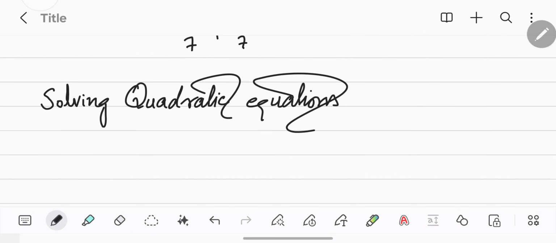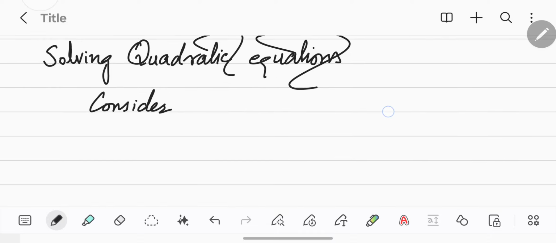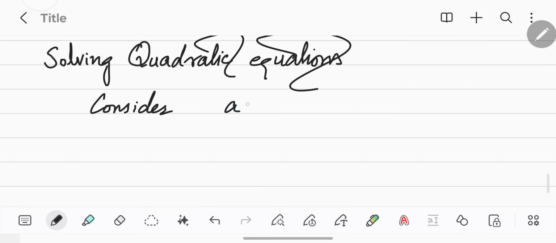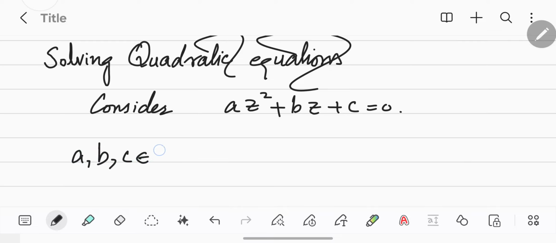Hello, in this video we will talk about the solutions of quadratic equations. So we consider a quadratic equation which is az² + bz + c = 0. Here in this equation the constants a, b and c are real numbers and the variable z is a complex variable.